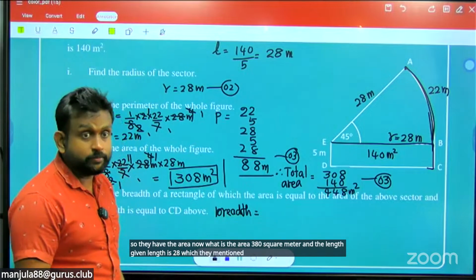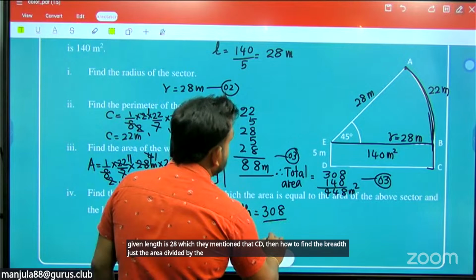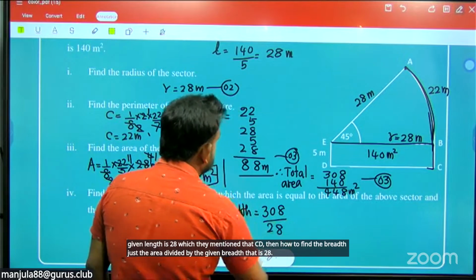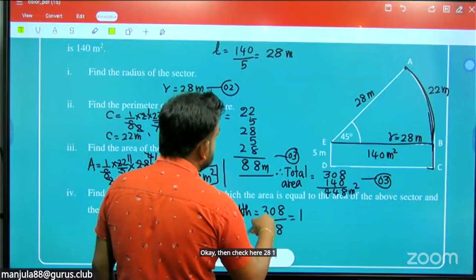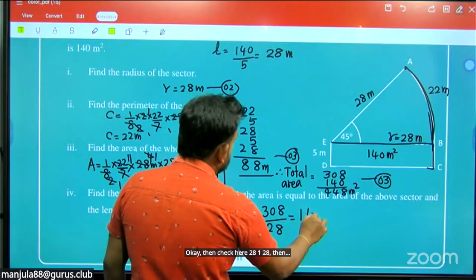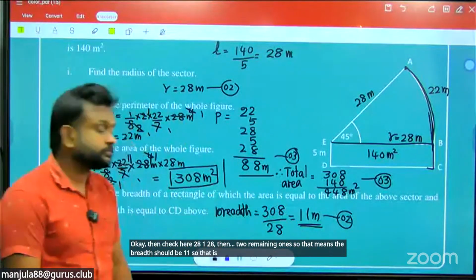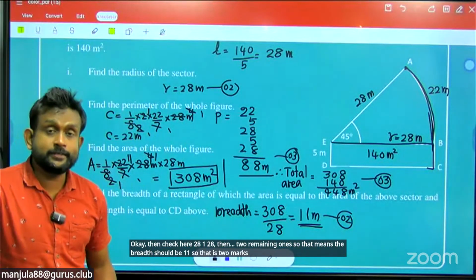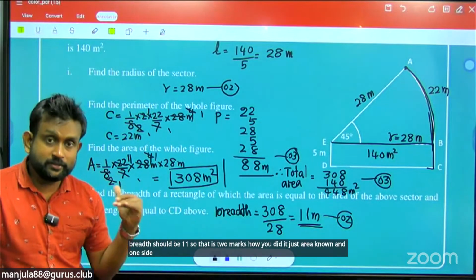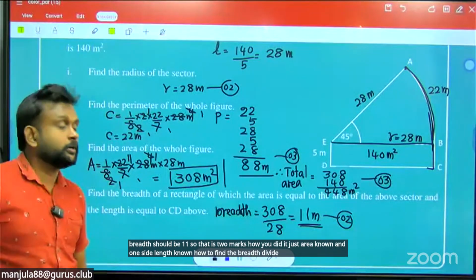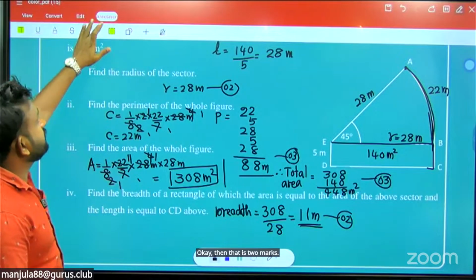Then how to find the breadth? Just the area divided by the given length, that is 28. Okay, then check here, 28, 1, 28, then 2 remaining, 1. So that means the breadth should be 11. So that is 2 marks. How did you do it? Just area known and one side length known. How to find the breadth? Divide the area by the length. Okay, then that is 2 marks. Right, make from 10 marks how much?